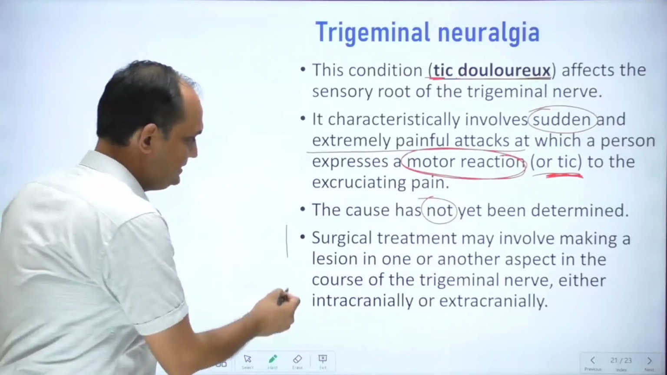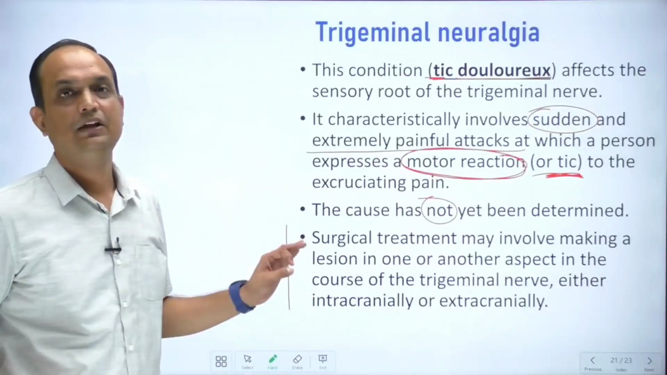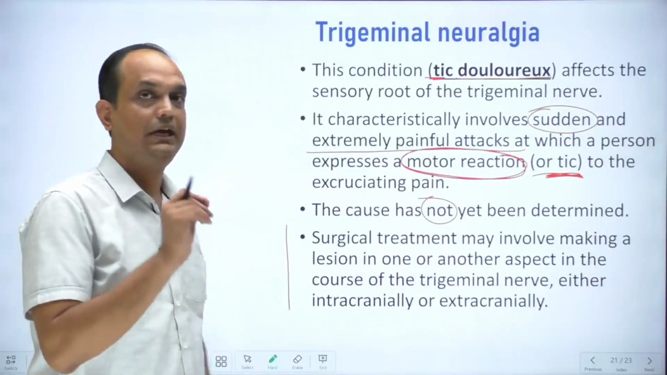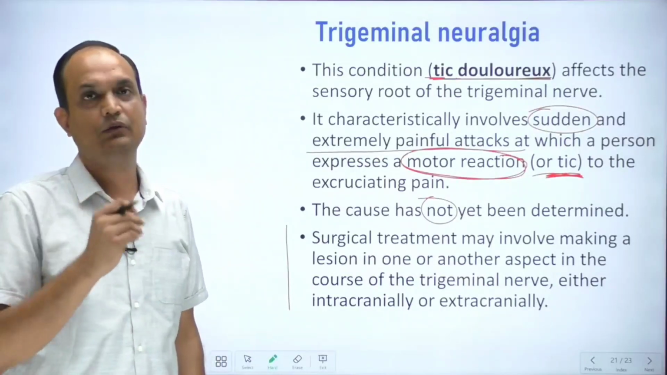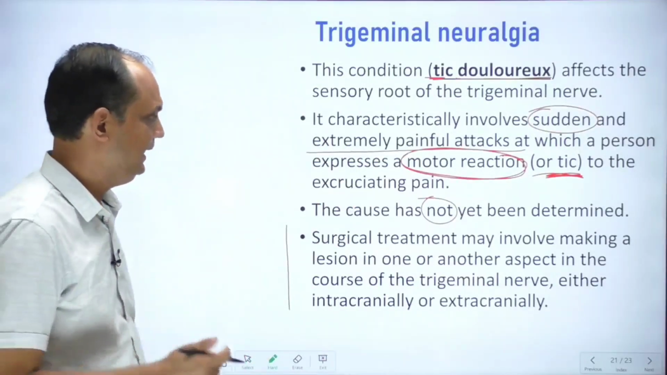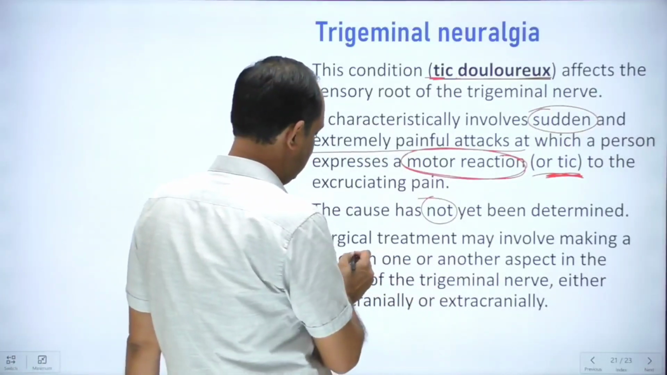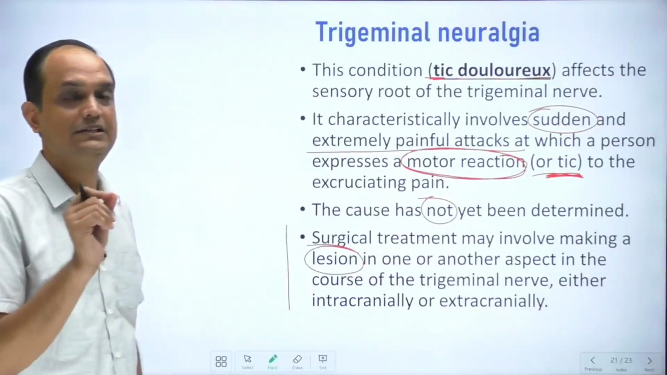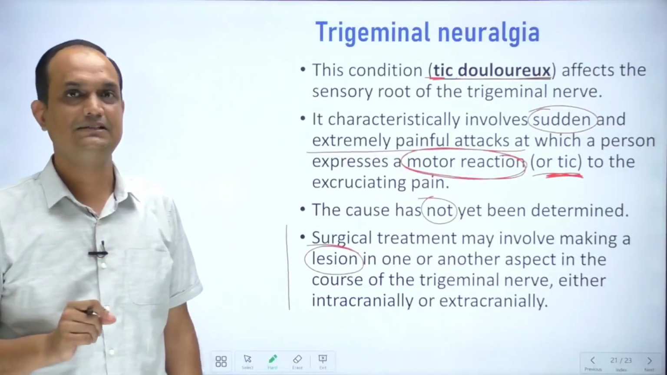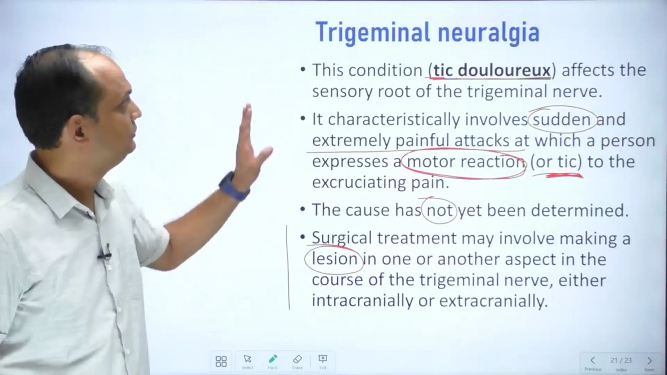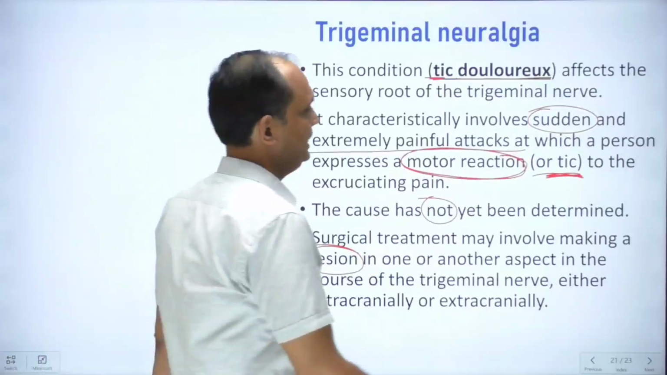Now the treatment is surgical. We will find out the area particularly where you have this type of severe pain, and then we will cut that part of the trigeminal nerve which is carrying the sensory supply from that area. So this is known as trigeminal neuralgia.